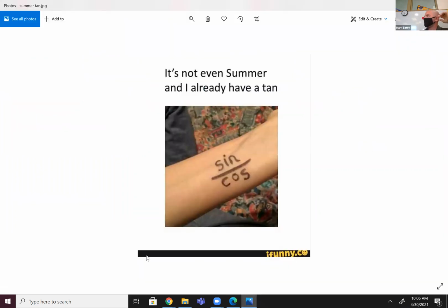It's not even summer and I already have a tan. You can see that this person just wrote sine over cosine on their arm. And so now they have a tan on their arm. Get it? Ha ha. Okay. So this is especially apt today since it's nice and warm out. And so maybe we could start working on our tans. Okay. So just get some sine over cosine and then you'll have a tan. All right.